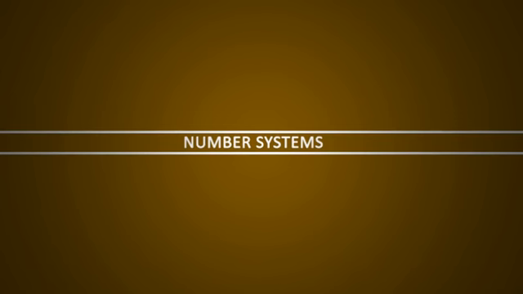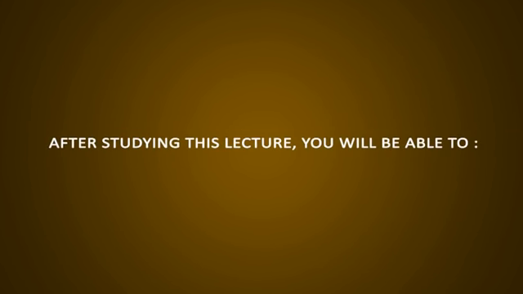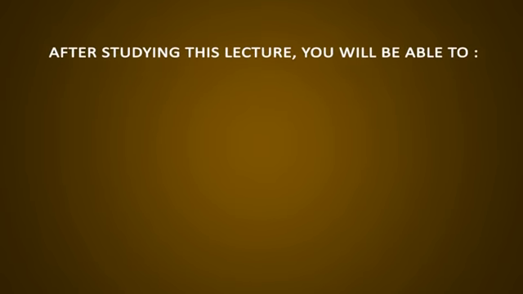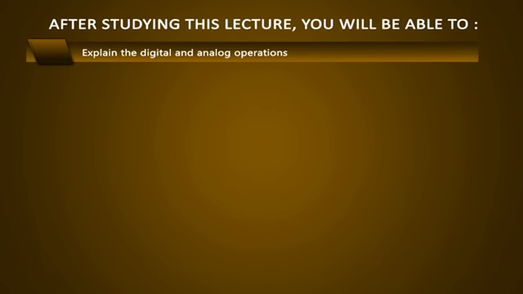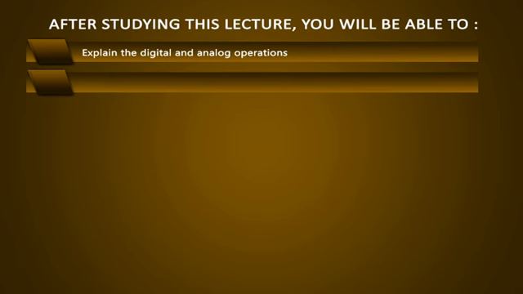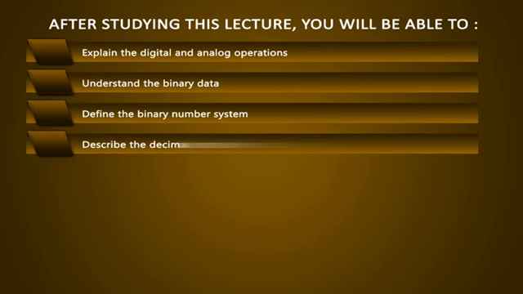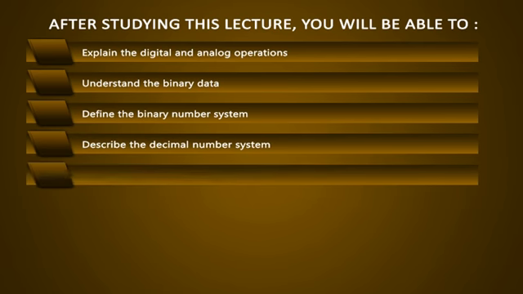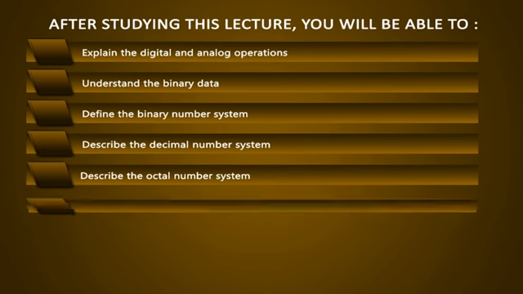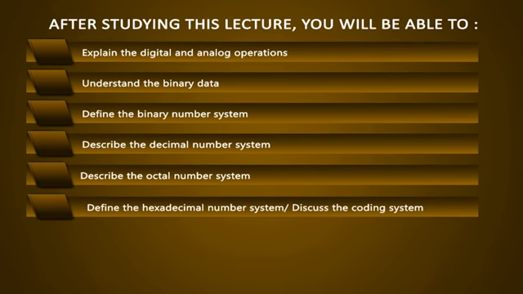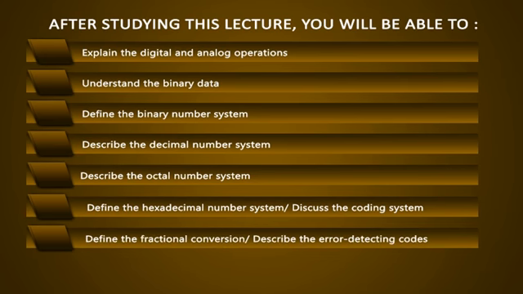Hello students, welcome to the lecture on number system. And after the lecture we will be able to learn the following objectives. Explain the digital and analog operations, understand the binary data, define the binary number system, describe the decimal number system, describe the octal number system, define hexadecimal number system, discuss the coding system, describe the error detecting codes.